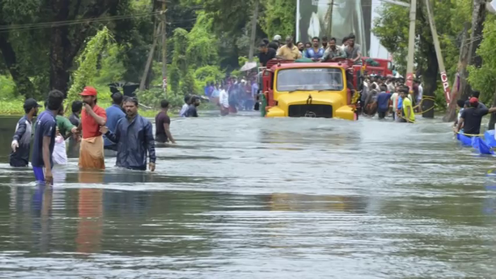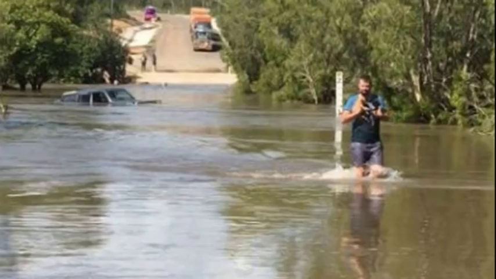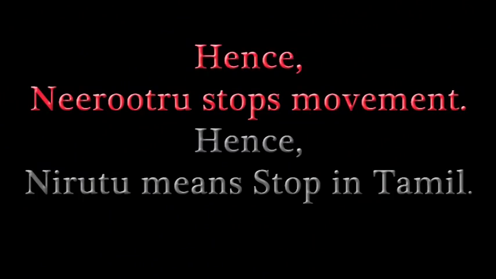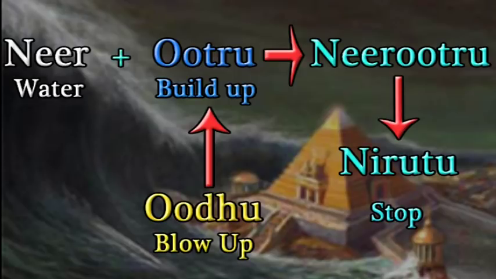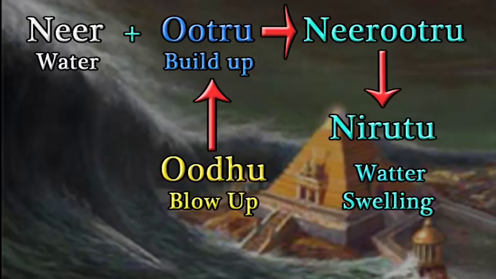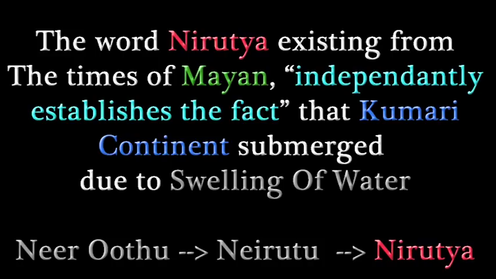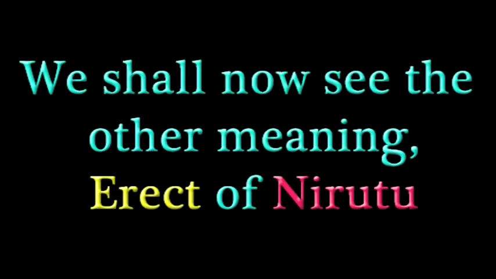Even otherwise, if there is flooding in the river, human traffic stops across the river. Hence, Nirutru stops movement. Hence, Niruttu means stop in Tamil. But it originally meant destruction of humanity due to buildup of water called Nirutru, and that's why this direction was called Nritya, the deformation of Nirutru. Nritya direction means the direction where water swelled. The word Nritya, existing from the times of Mayan, independently establishes the fact that Kumari continent submerged due to the swelling of water.